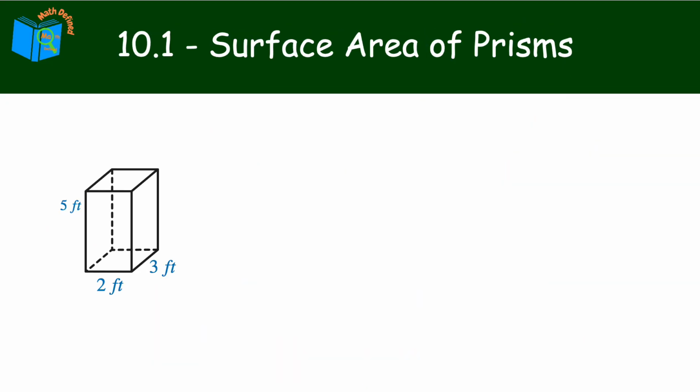Let's start with surface area of prisms. Remember, surface area is like wrapping a present. It includes every outside face of the solid, top, bottom, and all the sides. A prism has two congruent bases with rectangular faces wrapping around the sides. The formula we use is surface area equals 2 times the area of the base plus the perimeter of the base times the height of the prism.